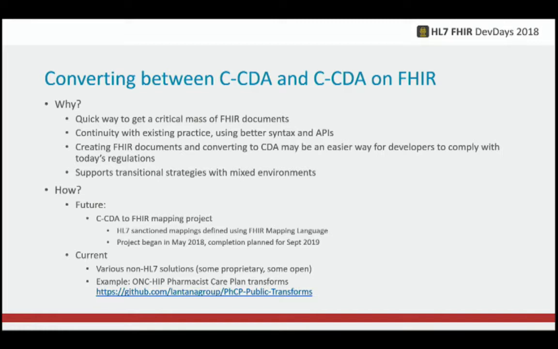So there are lots of ways you can convert from C-CDA to FHIR and FHIR to CDA today. Most of them are either open source or proprietary solutions. There is, however, just basically starting in May, we started a C-CDA to FHIR mapping project in HL7. Its goal is to create definitive, HL7-sanctioned mappings between CDA and FHIR using FHIR mapping language. So that's using things like the StructureMap resource and such. So this just got kickstarted.